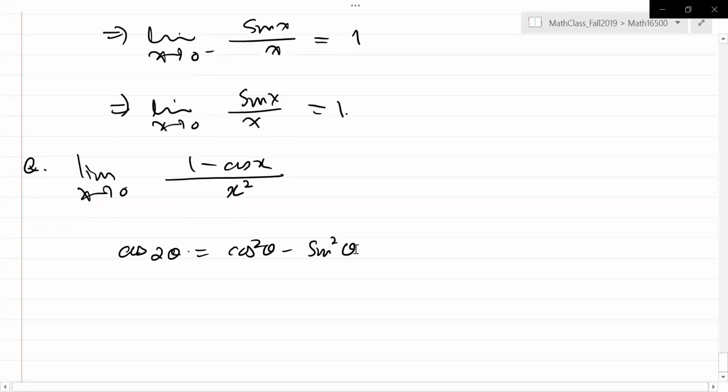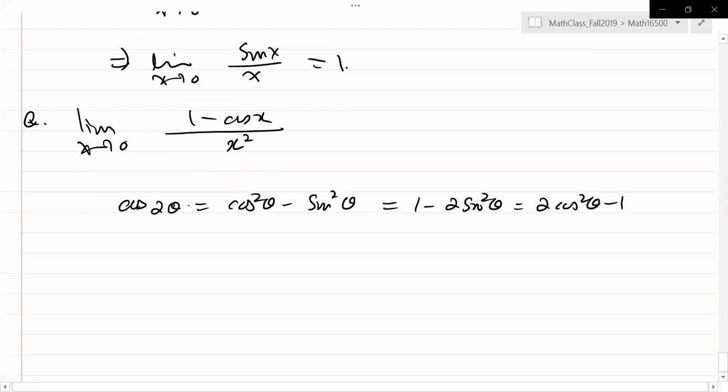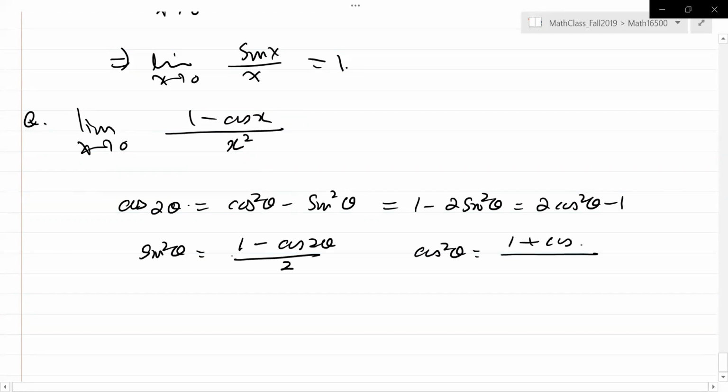All right, so let's see. Cosine 2 theta equals cosine square theta minus sine square theta, which equals 1 minus 2 sine square theta, which equals 2 cosine square theta minus 1. You can solve for sine square theta, which is 1 minus cosine 2 theta divided by 2. You can also solve for cosine square theta. That is going to be 1 plus cosine 2 theta divided by 2.